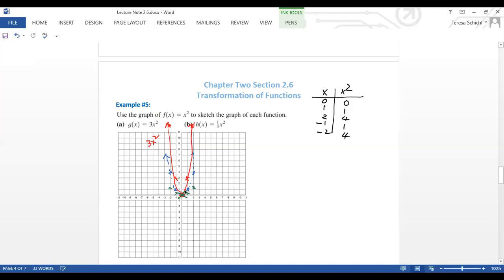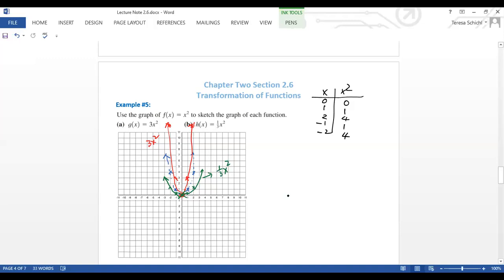Correct? Okay, now here, look here. Right? So this is 1/3 x squared. So what does that look like? That is kind of like you smash your parent function, right? And then you push it down. So that's why we put it as the shrink here.